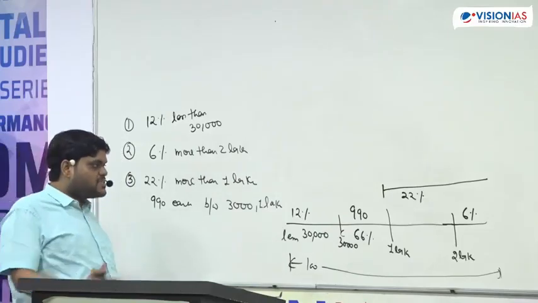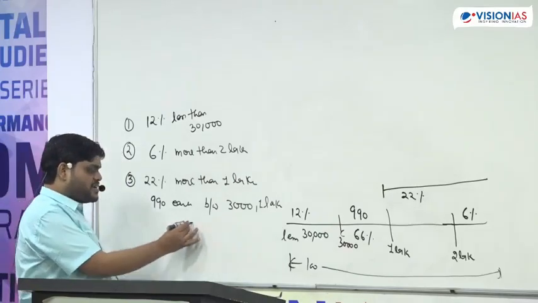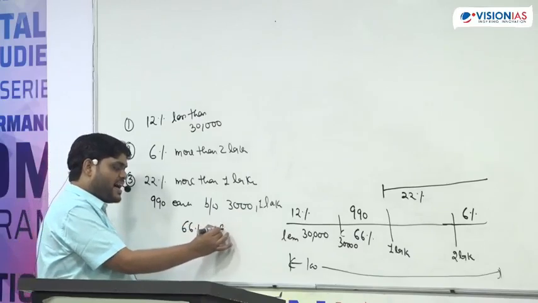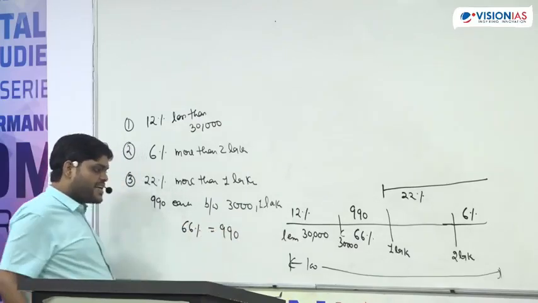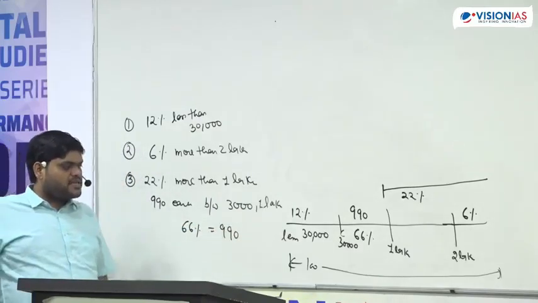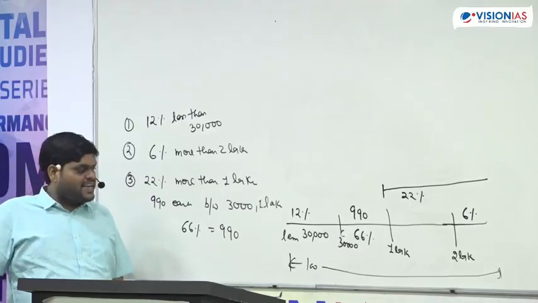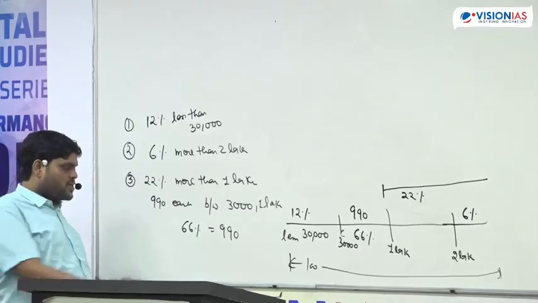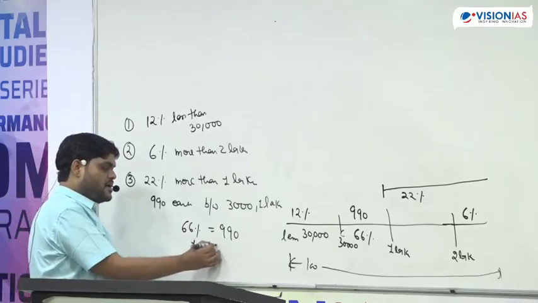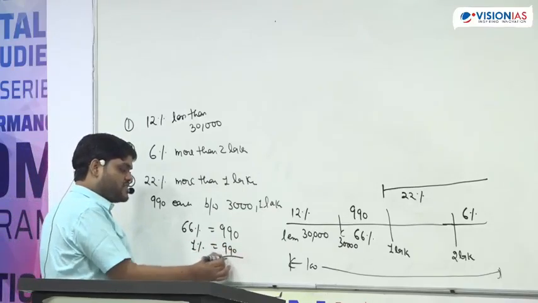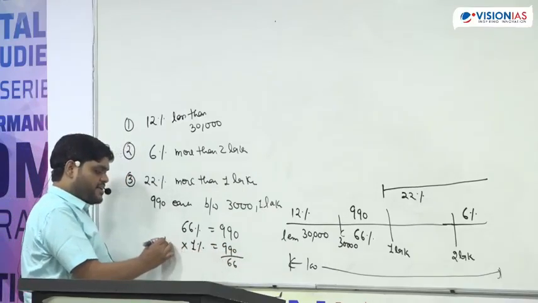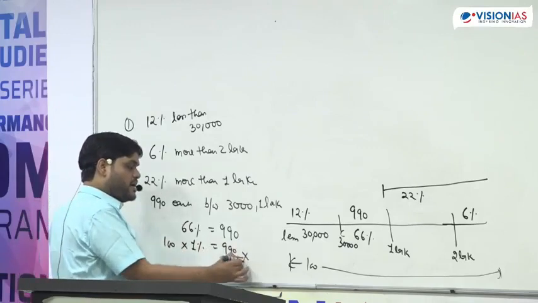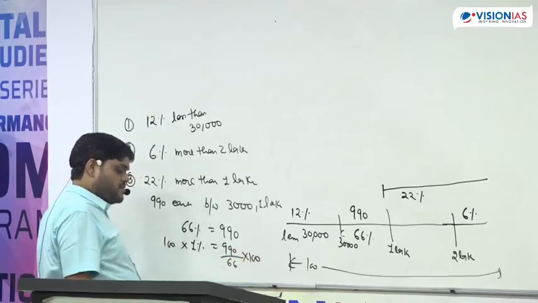So that means 66% is representing the 990 value. So 1% will be 990 upon 66, and 100% is equal to multiplying into 100. We can cut it down.